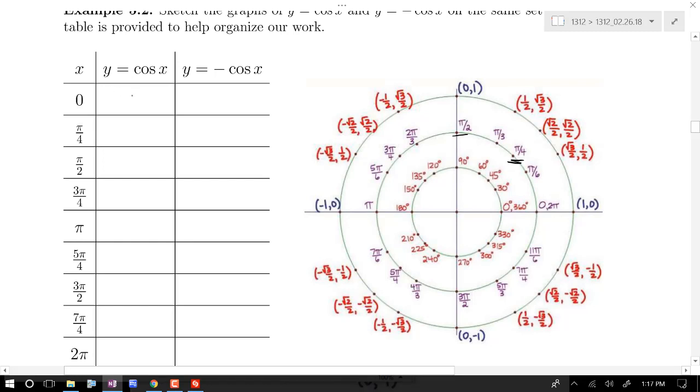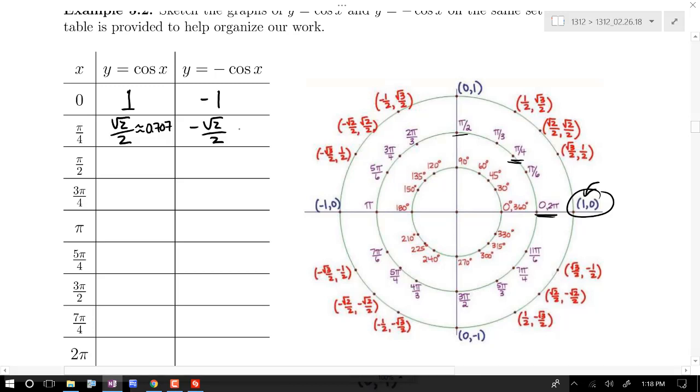Nope. 1, because it's the x coordinates this time, right? So there's 0. We want the x coordinates. So this would be 1. So negative cosine of 0 would be negative 1. What are we doing at pi over 4? What's cosine? Root 2 over 2, or about 0.707. And so negative cosine of pi over 4 would be negative root 2 over 2. I'm just taking the negative of that value to put in the third column there.